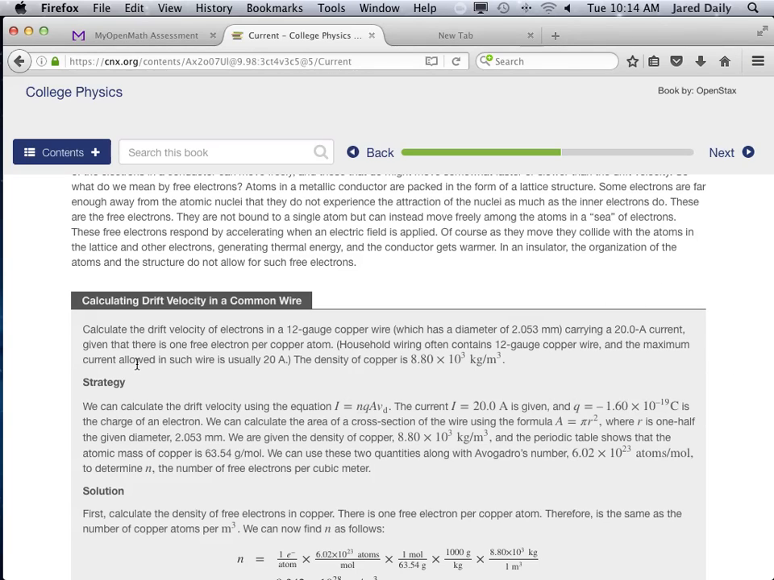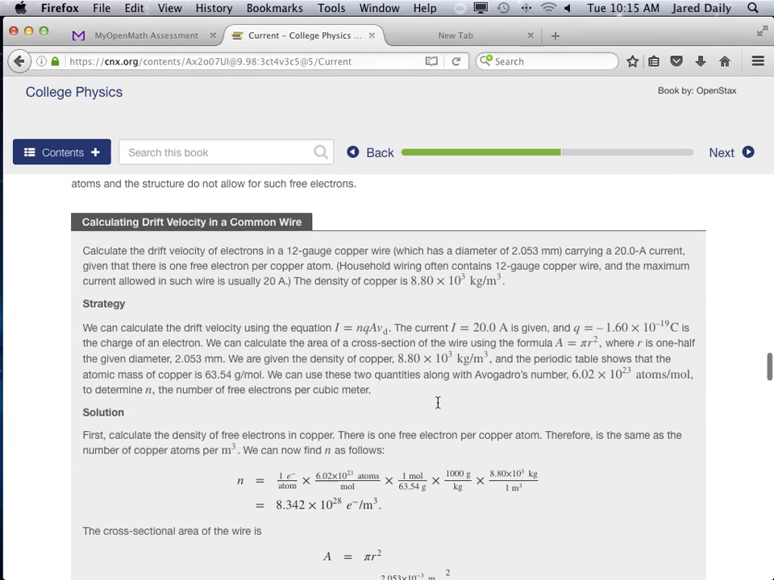20 amp current is our I. And they say that there's 1 free electron per copper atom. So that tells us the number of electrons that can move. Well, how does it tell us that? They tell us the density of copper. So we're going to calculate how many copper atoms are in this wire per unit volume, and then we should be able to figure it out.